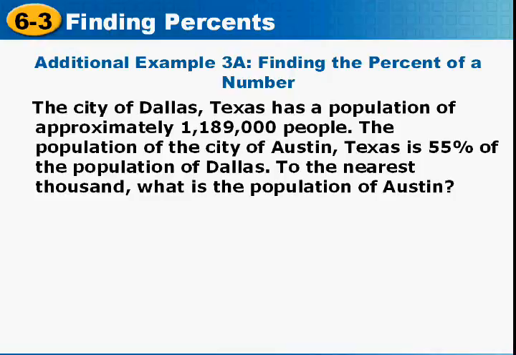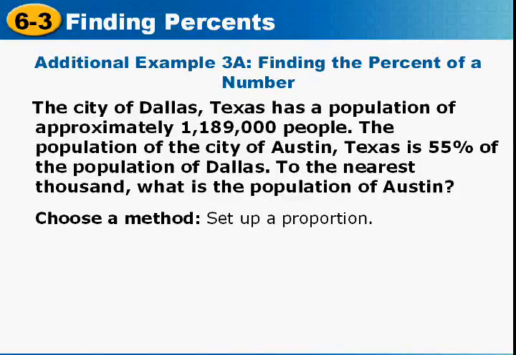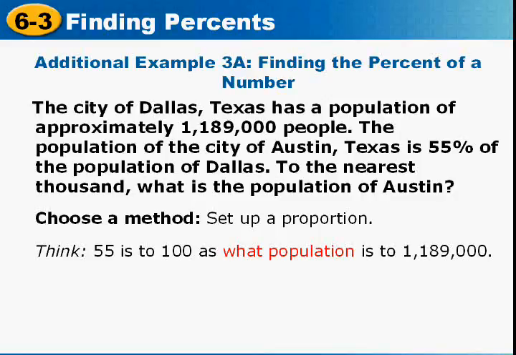Now, first of all, I want you to notice that it says to the nearest thousand, not thousandths. So we're not going to have a decimal here. We are going to round to the nearest thousand, which means our ones, tens, and hundreds places should have zeros. We need the population of Austin. So you're going to choose a method. I chose to set up a proportion for this. You might choose method 2, which is writing it straight into an equation.